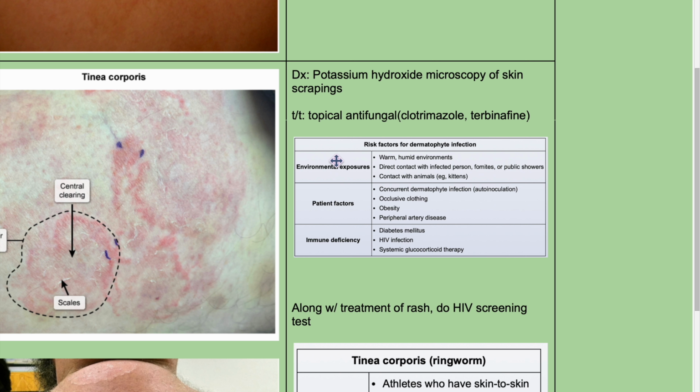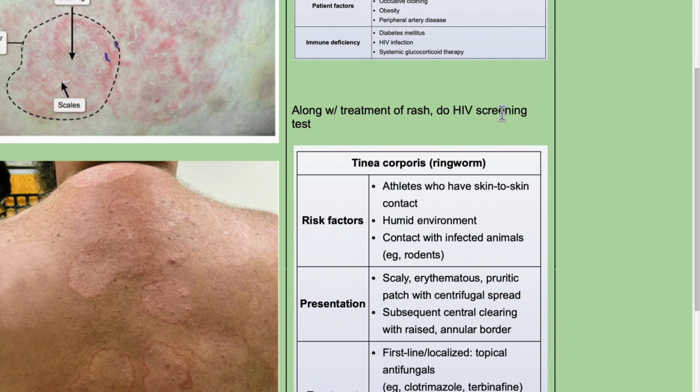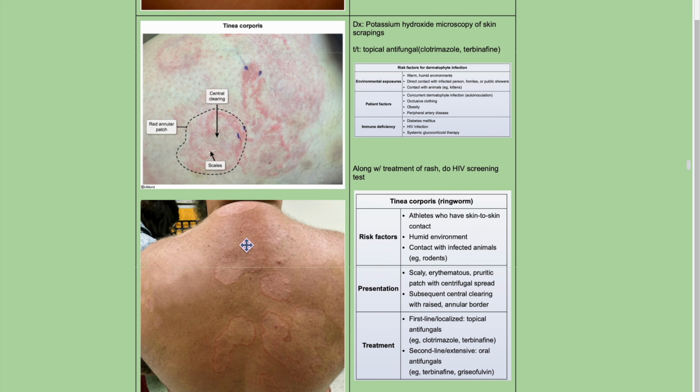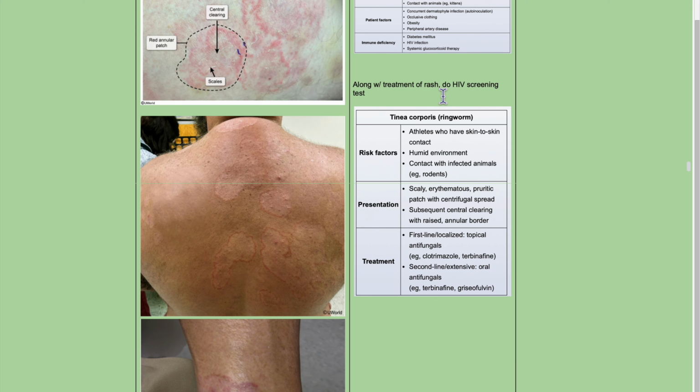Risk factors for dermatophyte infection: environmental exposure to warm, humid environments, direct contact with an infected person, fomites, or public showers, and contact with animals, for example, kittens. Patient factors: concurrent dermatophyte infections, autoinoculation, occlusive clothing, obesity, and peripheral artery disease. Immune deficiency such as diabetes mellitus, HIV, or systemic glucocorticoid therapy can cause this. Along with treatment of the rash, do an HIV screening test. So when you get tinea corporis, do HIV testing along with treating it.